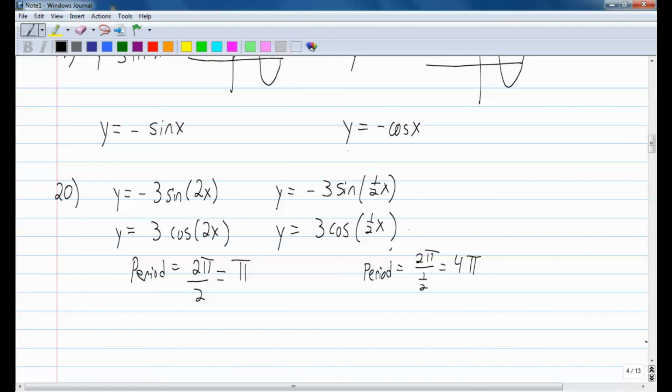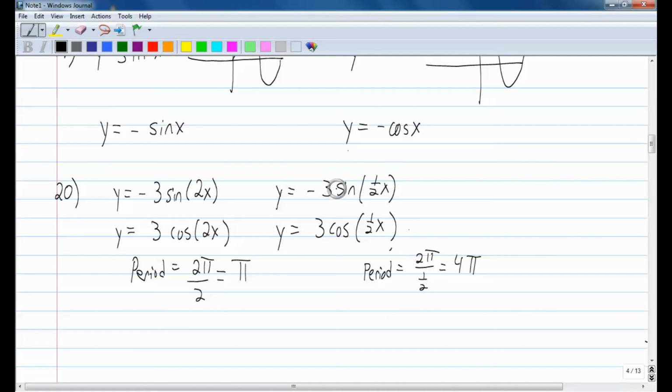If you look, B and C are both stretched out pretty far. So B and C is going to have to be either y equals -3 sine 1/2 x or y equals +3 cosine 1/2 x, because the graphs are stretched. So let's identify the cosine graph because it's positive. Remember, cosine starts at a high point. So B starts at a high point at 0. So B is y equals 3 cosine 1/2 x. Well, that leaves C to be y equals -3 sine 1/2 x.